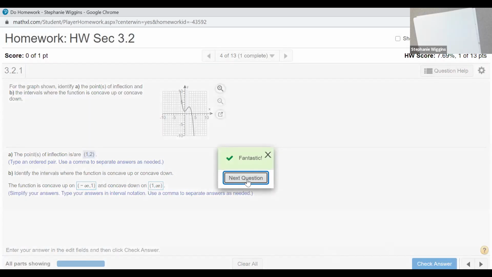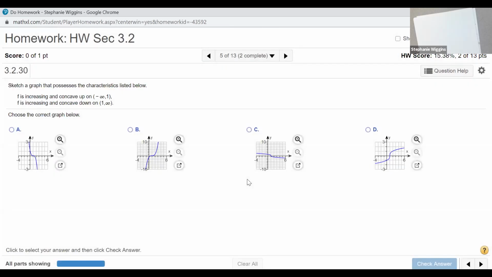All right, next question. Sketch a graph that possesses the characteristics listed below. It gives us 2 characteristics, and again, it gives us 4 choices. The best way to do these problems where you're trying to pick a graph is to start with the first characteristic and eliminate the ones that don't match that characteristic, then go on to the second characteristic.